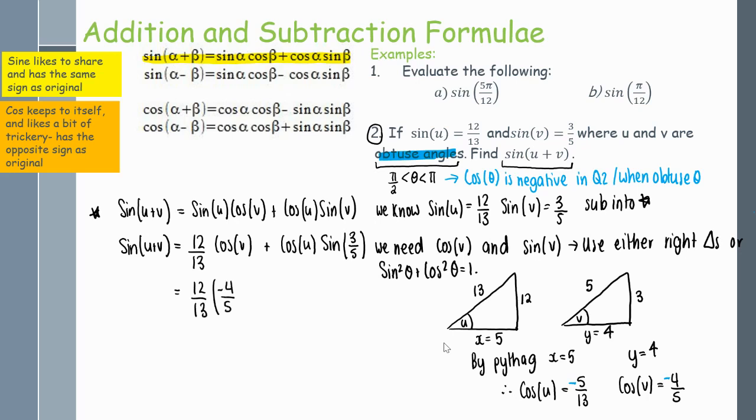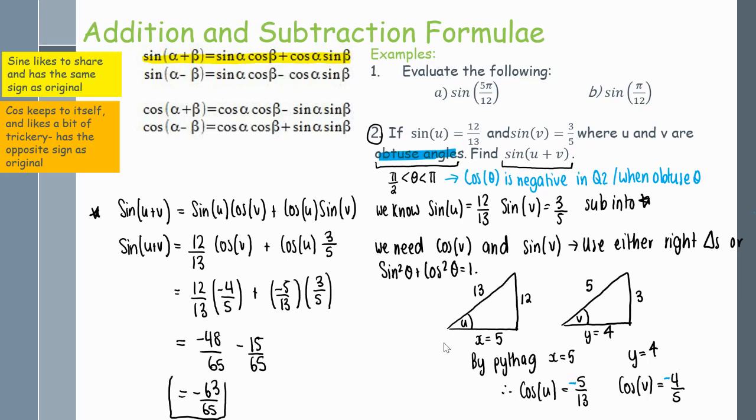Now I'm going to sub these back into my equation. So I have 12 over 13 times, I know what cos v is now, minus 4 over 5, plus cos u, minus 5 over 13, times sine v. Well, sine v was just 3 over 5. Okay, put it all together, we're going to get something over 65. So I have minus 48 over 65, minus 15 over 65. Last step, let's subtract, and I'll get minus 63 over 65.